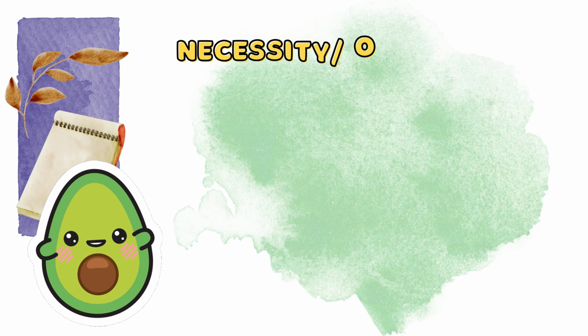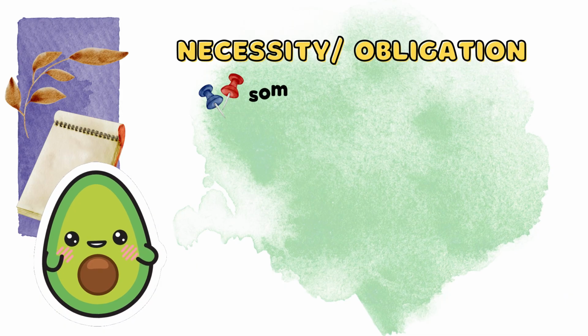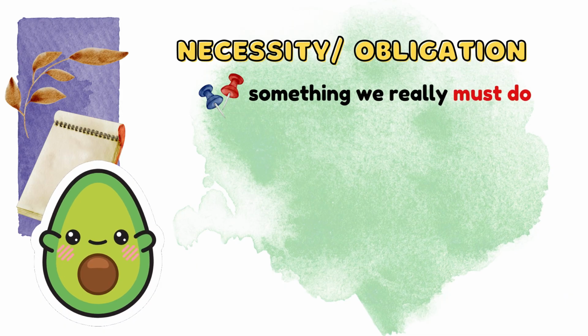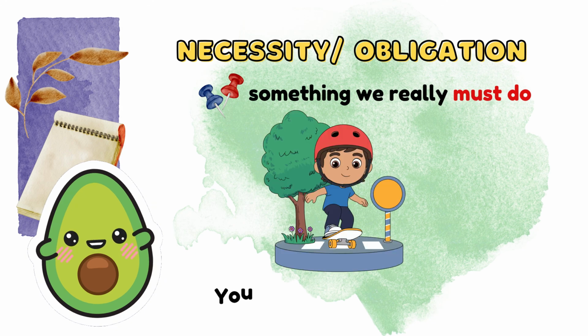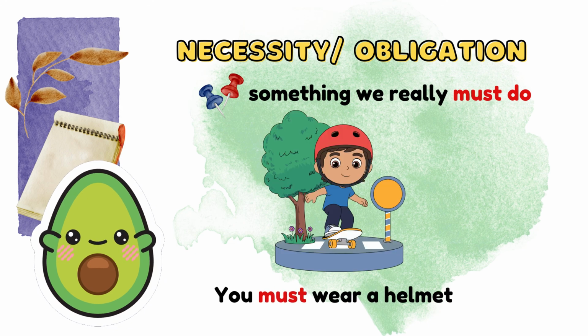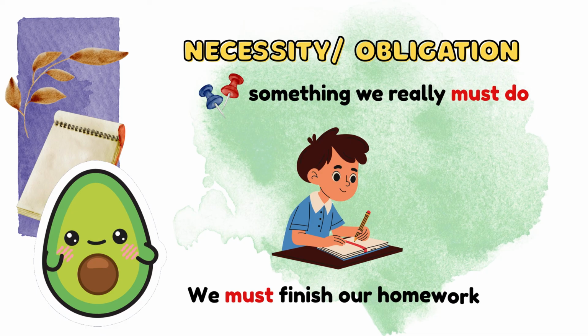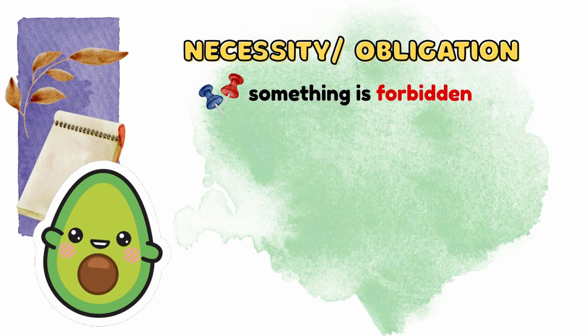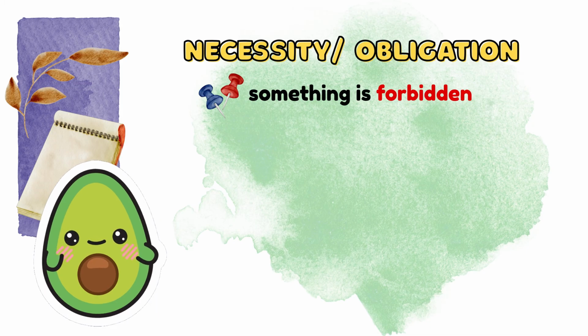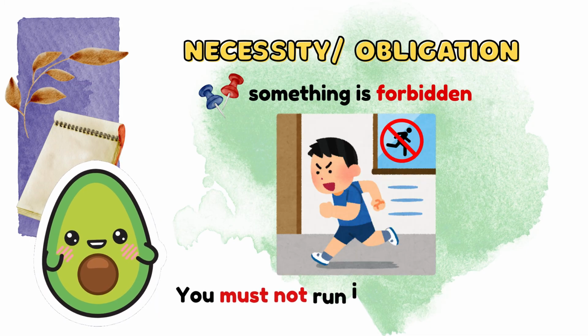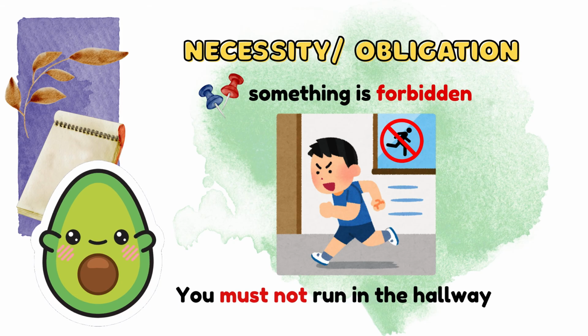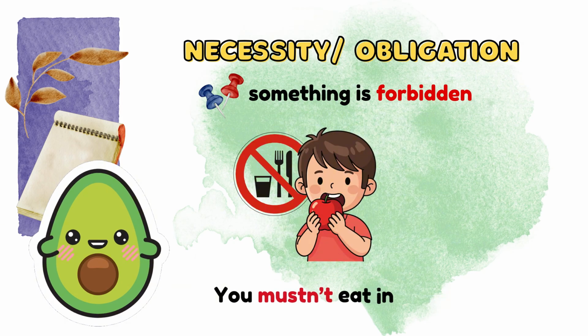We also use modal verbs to talk about necessity or obligation, something we really must do. For example, you must wear a helmet. Students must be quiet. And we must finish our homework. If we want to say something is forbidden, we just say, must not. You must not run in the hallway. Or, you mustn't eat in class.